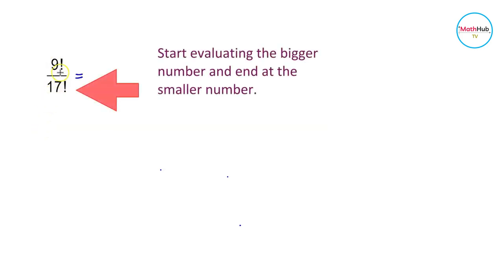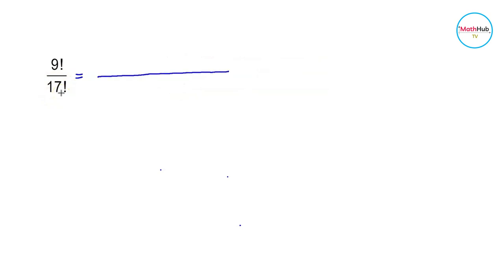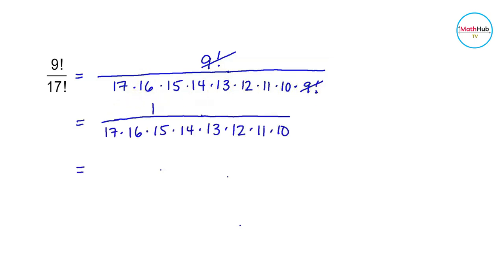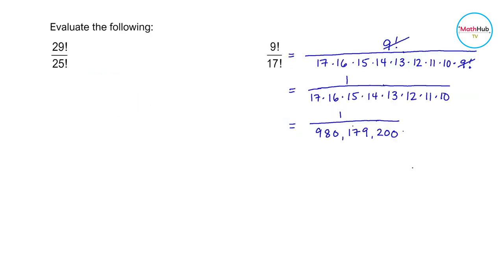Since the numerator is less than the denominator, we will go ahead and rewrite the denominator as 17 times 16 times 15 times 10 times 9 factorial. Copy 9 factorial in the numerator. And this 9 factorial here and the 9 factorial here will cancel out. 1 divided by, then just multiply everything that is left in the denominator. And this is equal to 1 divided by, the denominator is equal to 980,179,200. Then we'll just leave our answer like that.